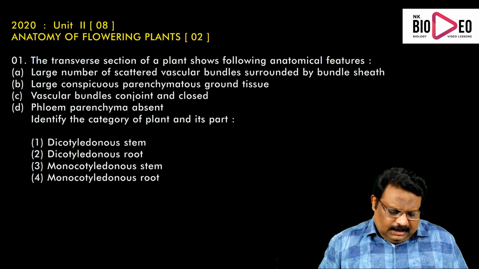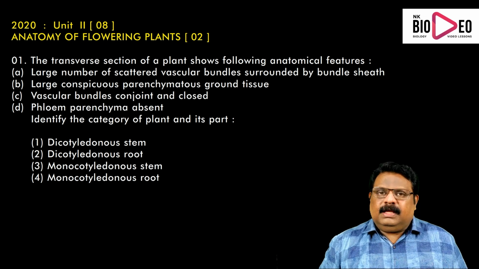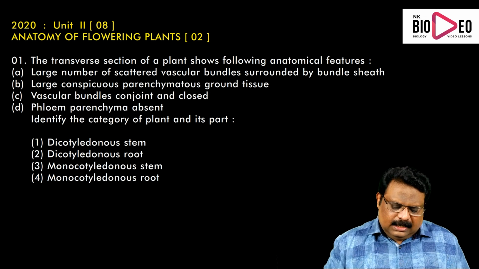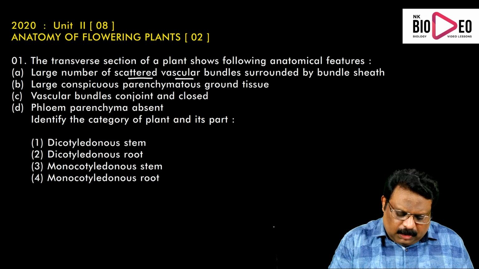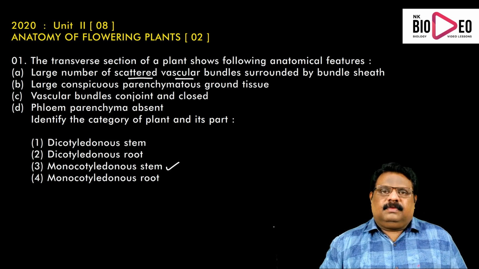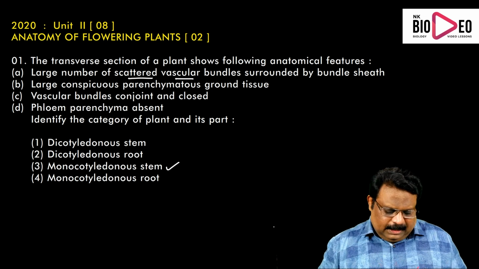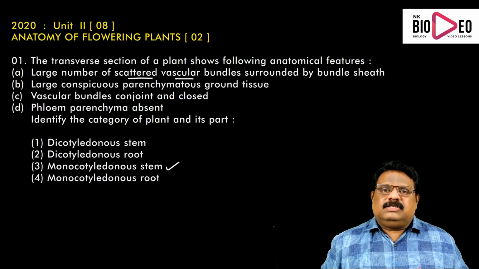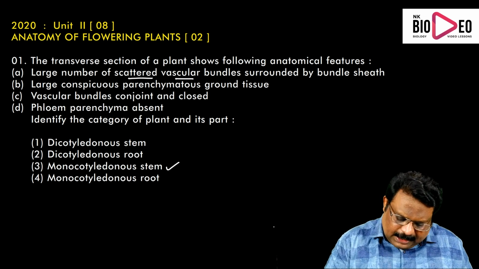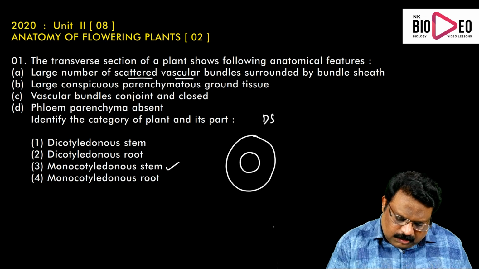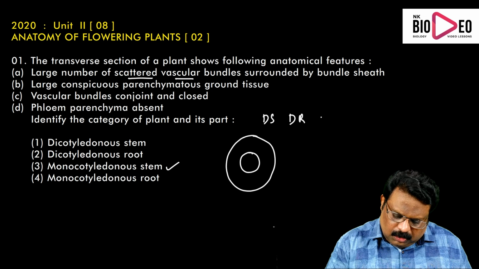The first question: the transverse section of a plant shows the following anatomical features. Large number of scattered vascular bundles. Scattered vascular bundles are present only in monocot stem. In all other cases, that means dicot stem, dicot root, and monocot root, they are not scattered. You have to remember it like this.